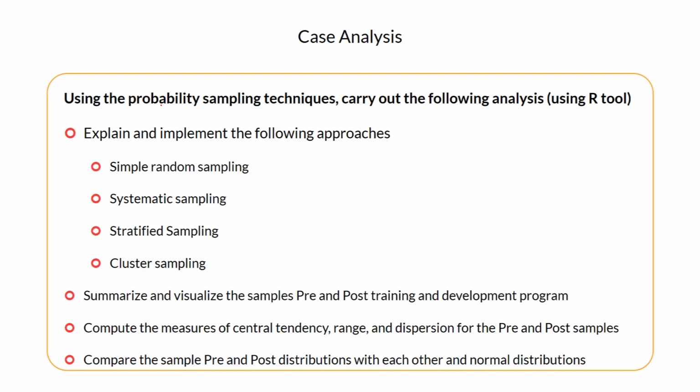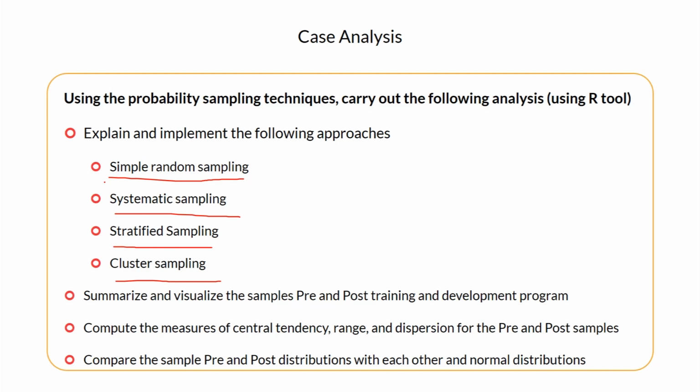Broadly, there are two kinds of approaches: probability sampling approaches, which include simple random sampling, systematic sampling, stratified sampling, and cluster sampling. For empirical studies, these approaches are important. In addition, there are non-probability sampling approaches such as judgment sampling, convenience sampling, and snowball sampling. From an empirical analysis perspective, these approaches hold less importance. Therefore, we'll explain and implement the probability sampling techniques, namely simple random sampling, systematic sampling, stratified sampling, cluster sampling, and random sampling.